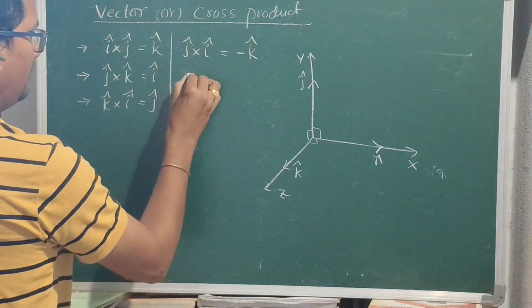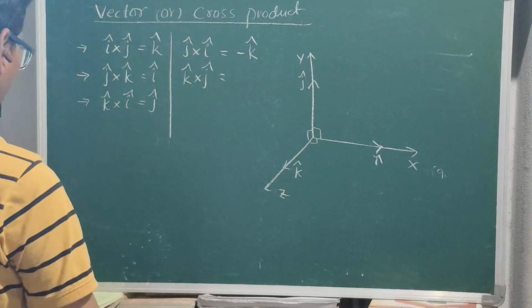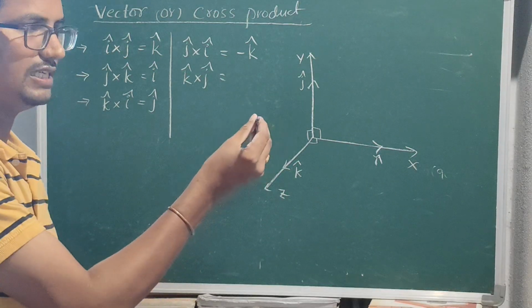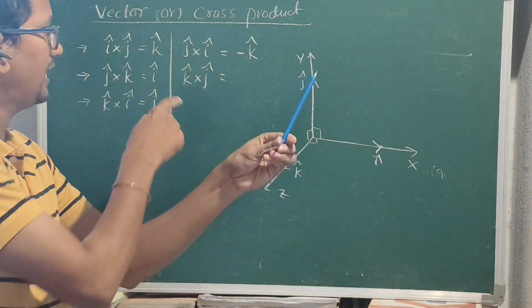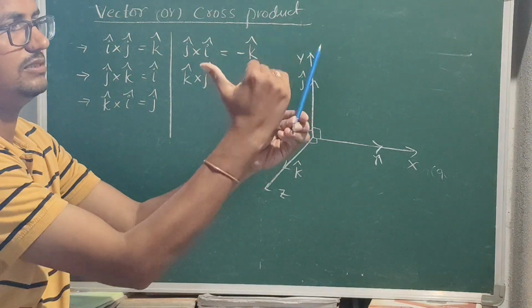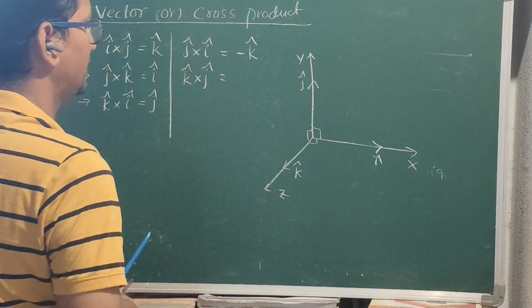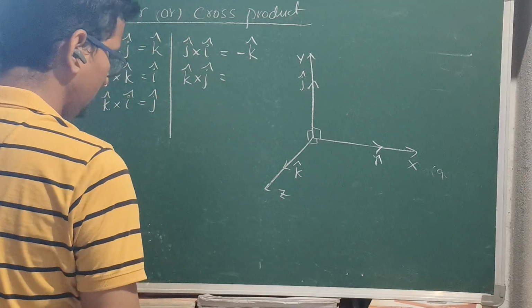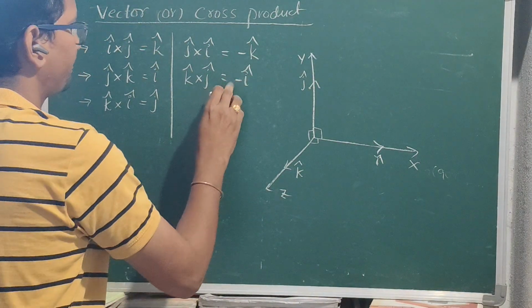In reverse, k cap cross j cap. K cap cross j cap means, see, this is the z axis and this is the y axis. k cap cross y axis means in this direction. In this direction means the negative x axis. Negative x axis means what we got here? Minus i cap.